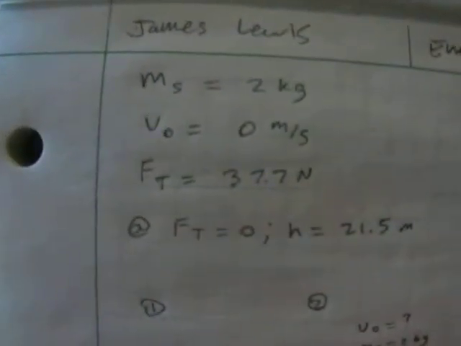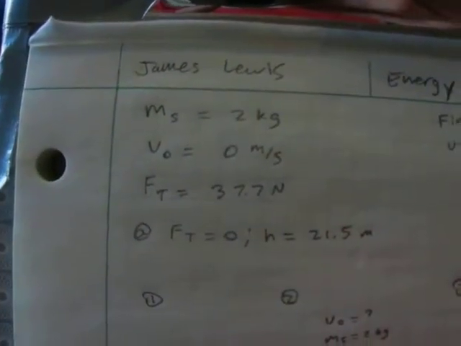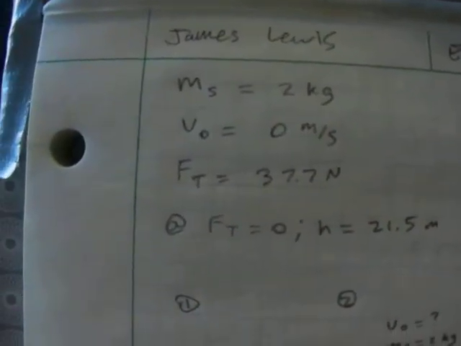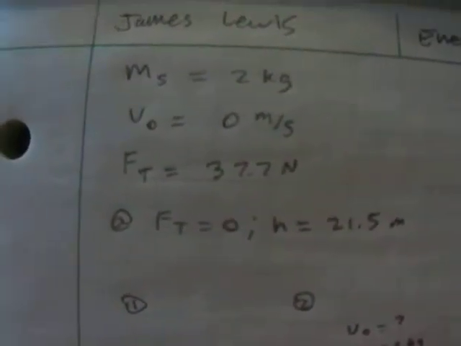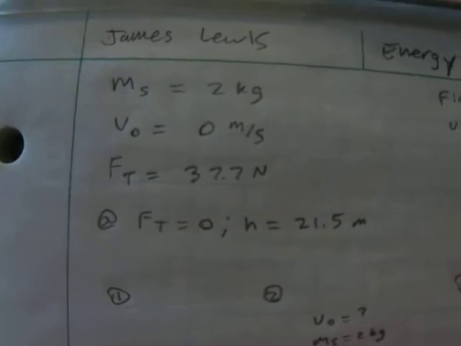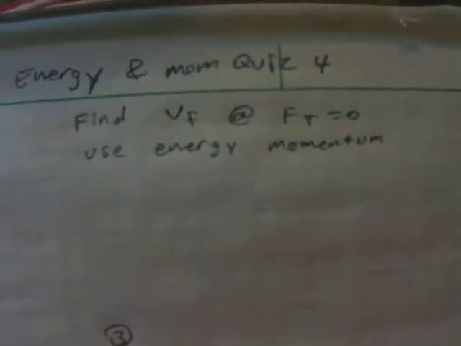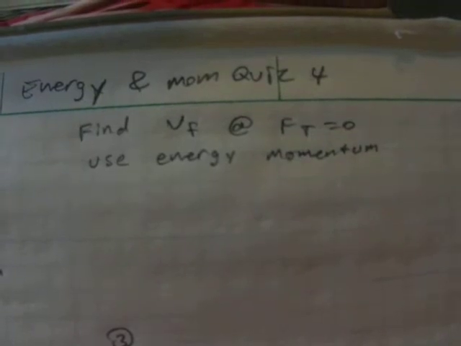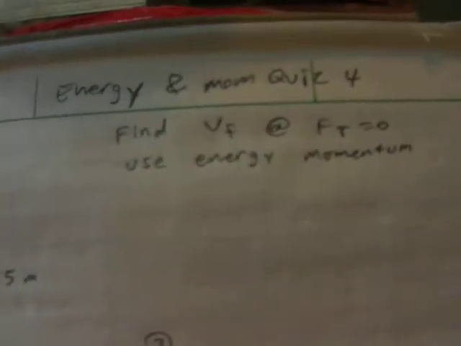So we start out by identifying all of our initial conditions. We write down that the mass of the spaceship is 2 kilograms. The velocity at position 1, which I called V0, is 0 meters per second. The force of thrust is 37.7, which is constant and doesn't change. Then at height 21.5 meters, the force of thrust is 0. And we'll write down what we need to find: the final velocity when the force of thrust equals 0, so at the height of 21.5 meters. We need to use the energy momentum methods.